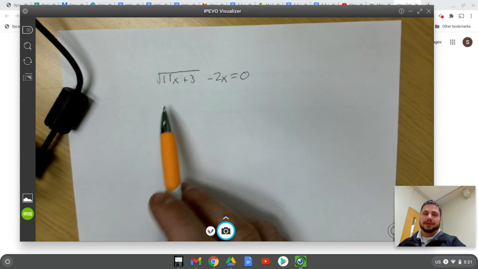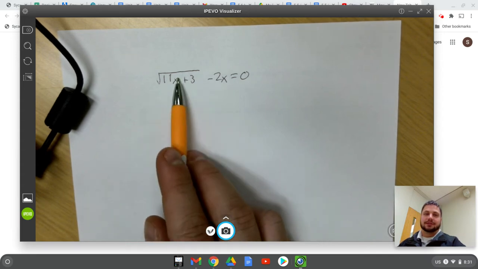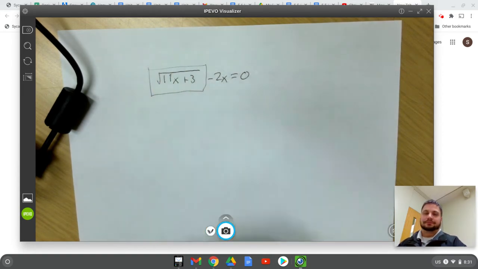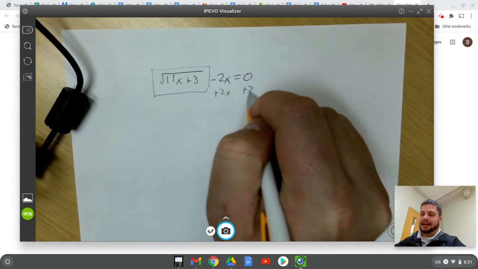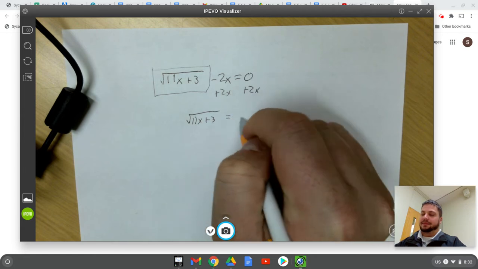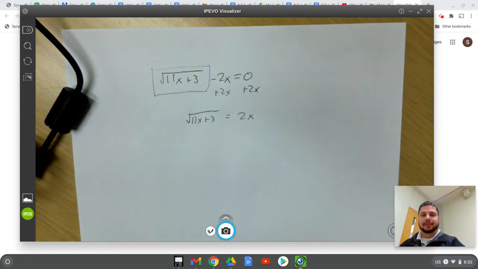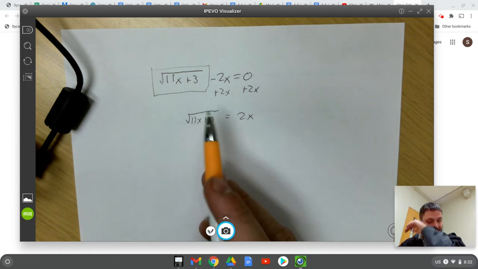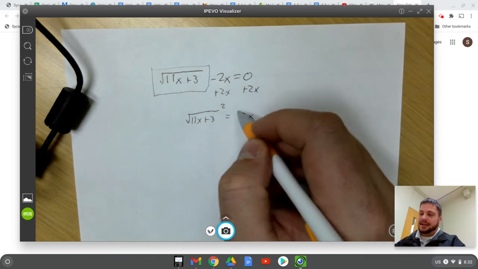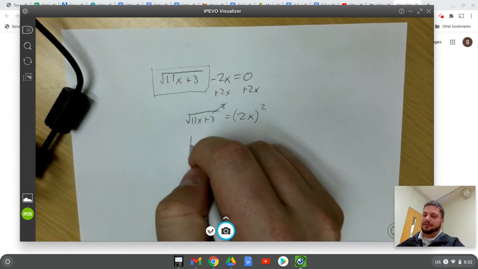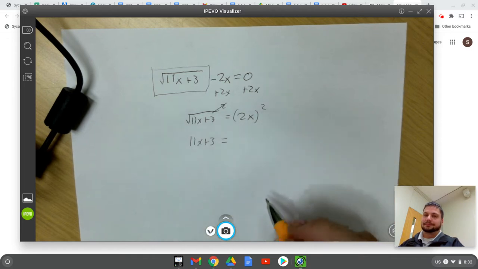So when we are solving an equation that has a square root in it, our goal is always just to get the square root by itself first. Okay, so what I need to do here first is add my 2x to the other side. And I have the square root of 11x plus 3 is equal to 2x. Now, again, our process is once the square root is by itself, we want to square to cancel out the square root. So I want to square this side, and I want to square this whole side. So I put that whole side in parentheses there, okay? This square cancels out the square root, so I have 11x plus 3 equals.